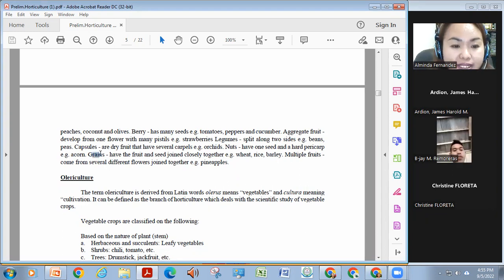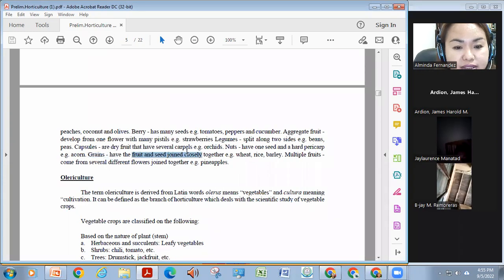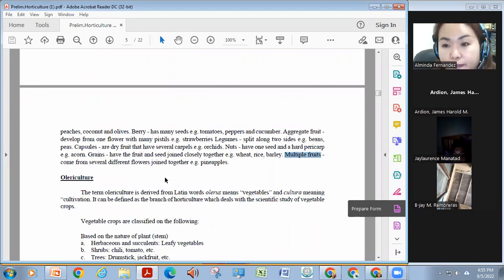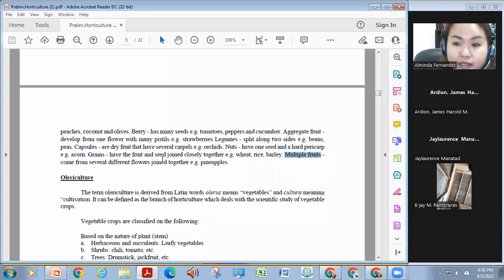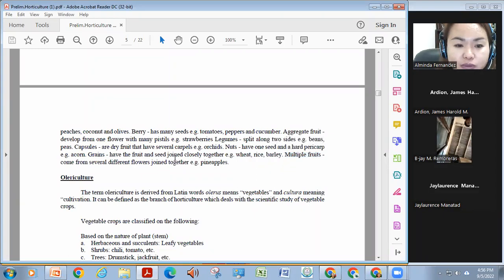So we also have grains. And it has fruit and seed joined closely together, such as the wheat, rice, barley. So those are called grains. And multiple fruits come from several different flowers joined together, like the pineapples. Diba? Minsan we have the saying na ang pinya ay maraming mata. So those are actually the different flowers, no? And these are called multiple fruits.